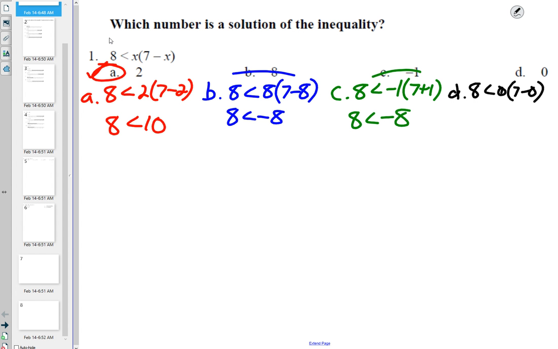And the reason why 0 is the favorite number to substitute is that 7 minus 0 is 7, and 0 times anything is 0. Is 8 less than 0? No. So the only one that makes sense is A.